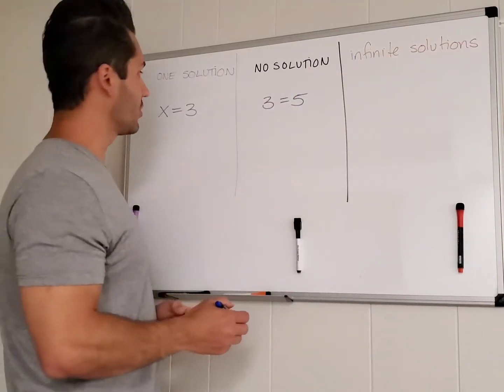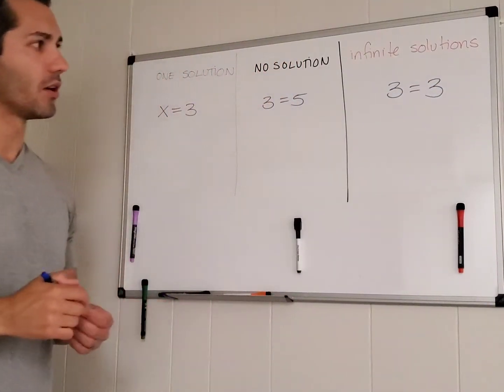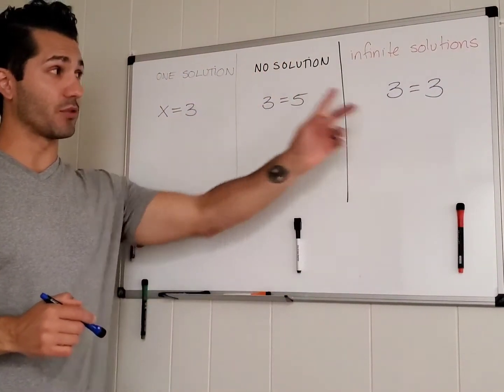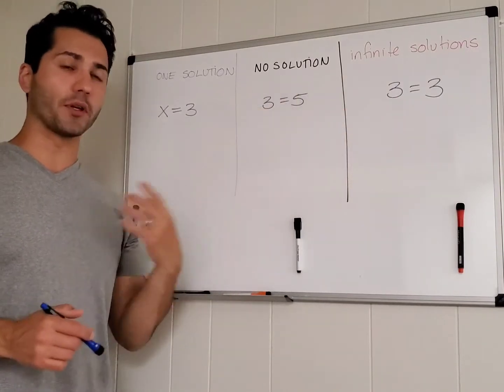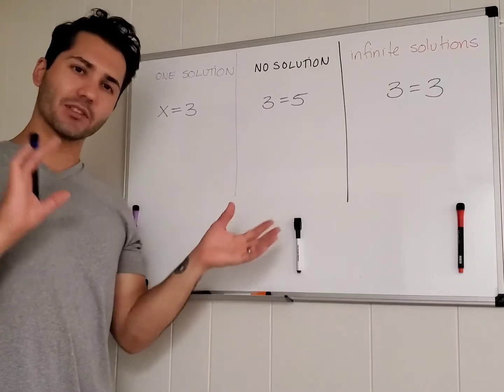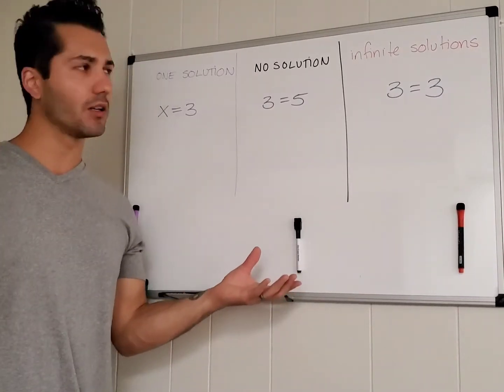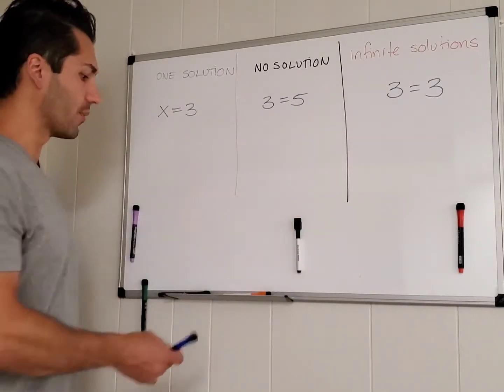And infinite solutions, you'll get something that looks like this: 3 equals 3. If you remember, when you solved it for an equation, it was all real numbers. For a system, it would be infinite solutions. There is that difference. If you did inequalities, hopefully you start realizing the difference between infinite and all. But we'll talk a little more about that in a moment.